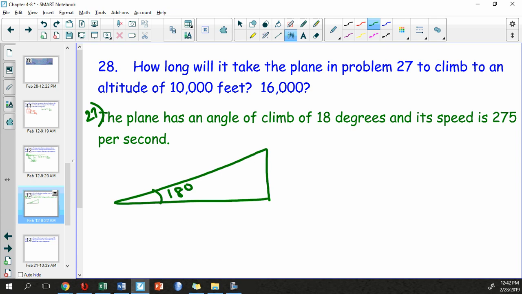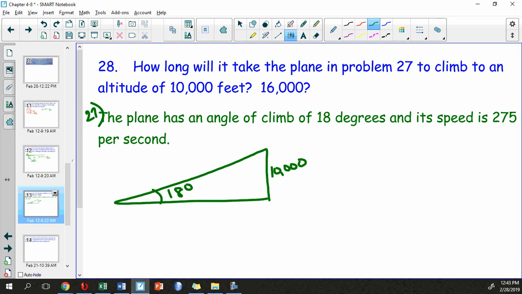The plane speed is 275 miles per second. Or I should say, what does it say exactly? Make sure we got it. Its speed is 275 feet per second. Okay, making sure that I had that correct. Now, it wants to know when the altitude is 10,000 feet. Where does 10,000 go on my problem? All right, 10,000 goes right there.